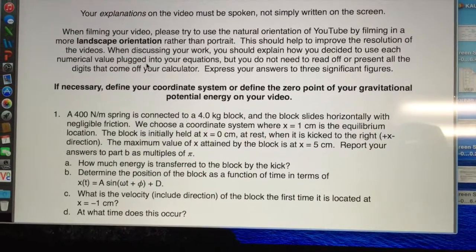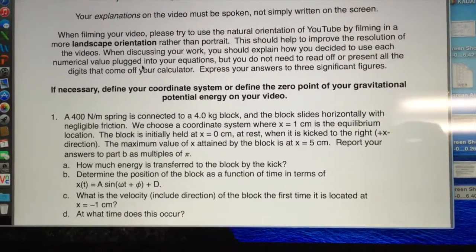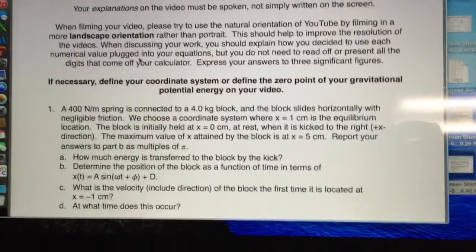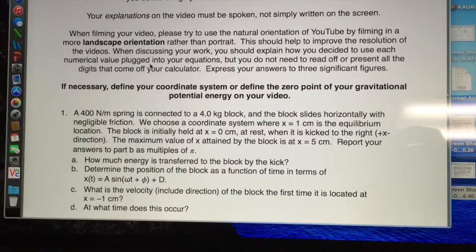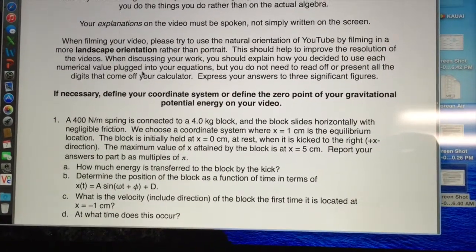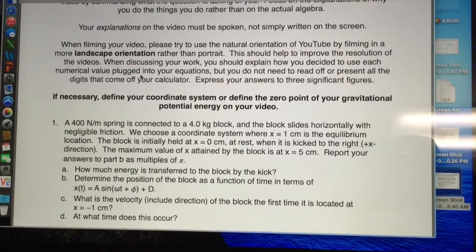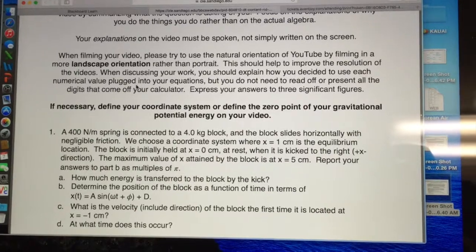A 400 Newton meter spring is connected to a 4 kilogram block, and the block slides horizontally with negligible friction. We chose a coordinate system where x equals 1 centimeter is the equilibrium location. The block is initially held at x equals 0 centimeters at rest when it is kicked to the right. The maximum value of x attained by the block is x equals 5 centimeters.